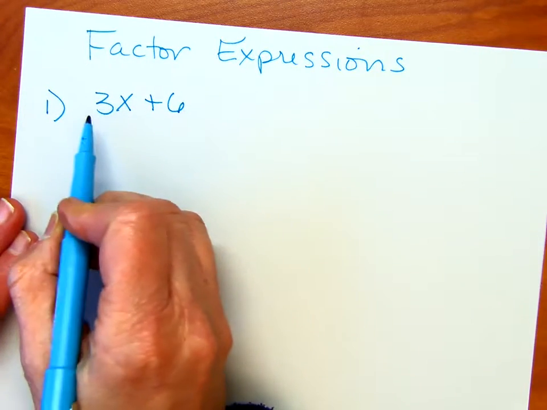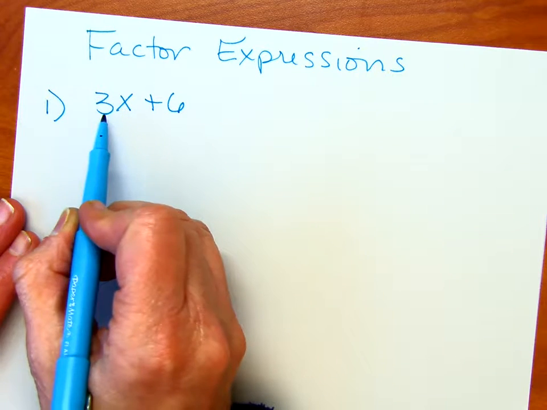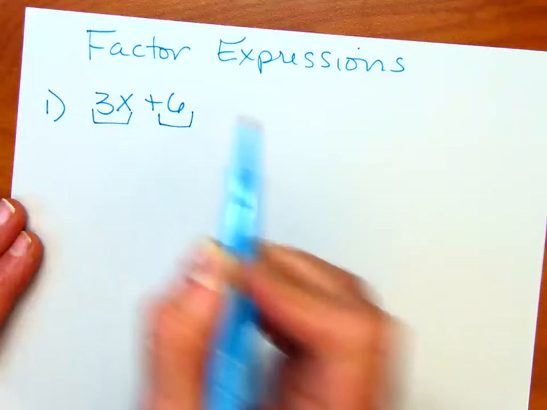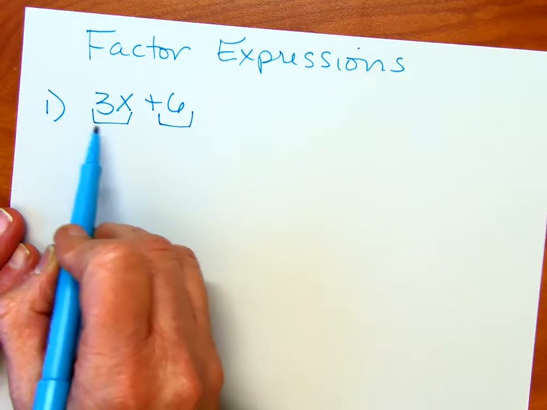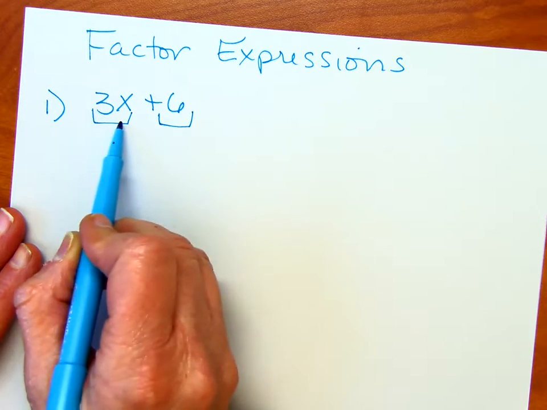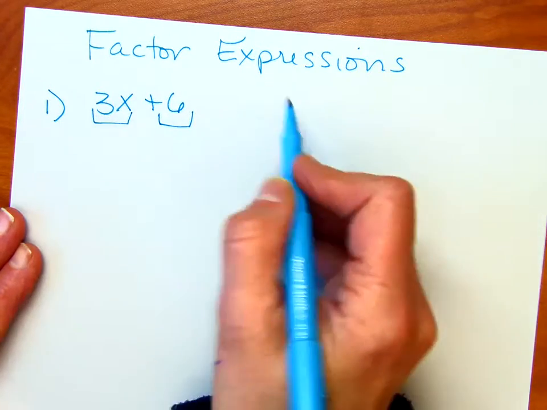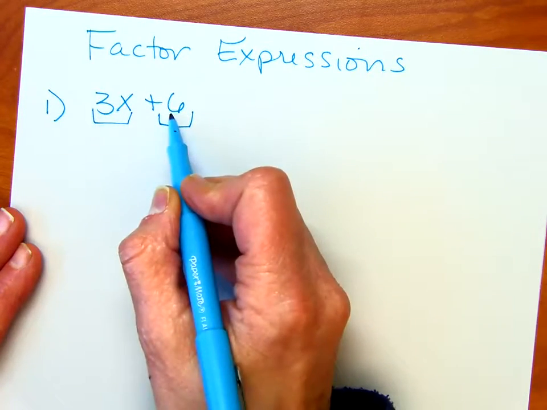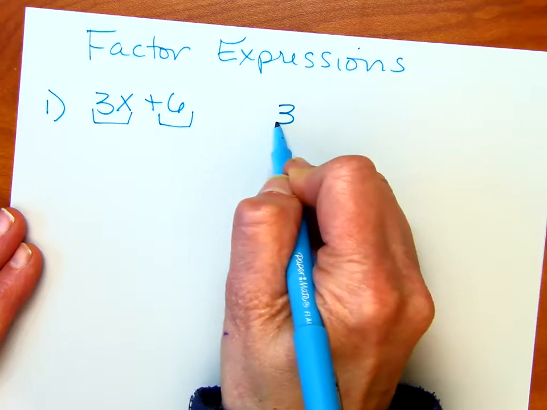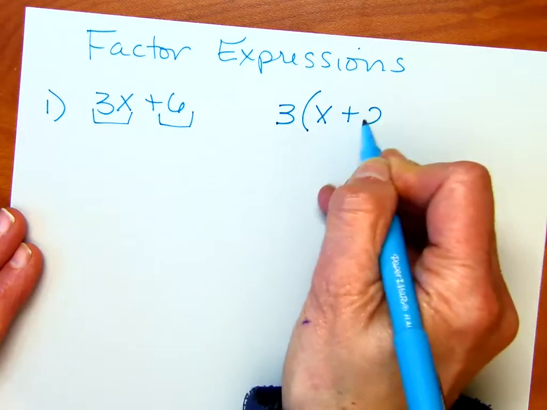And the goal for factoring is basically we're trying to find a factor that goes into both of the terms within the expression. So what number or variable goes into both this term and this term? And if you're thinking of 3, 3 goes into 3 once here, and 3 goes into 6 twice here, that would work. So we would rewrite this as 3 times x plus 2.